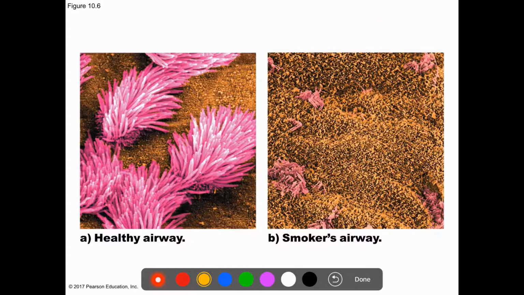So this is the cilia. This is in a healthy airway. This is the smoker's airway. As you can see, the cilia has been destroyed by the smoke. So these cilia are going to help in pushing out the foreign objects, dust particles, viruses, bacteria, and so on, and preventing them from penetrating into the tissue.